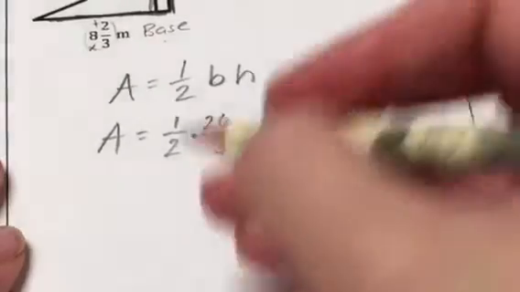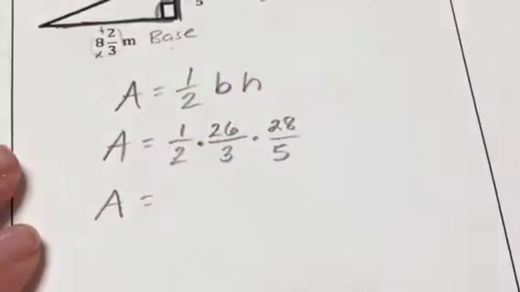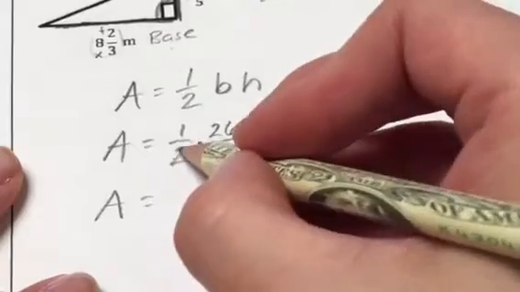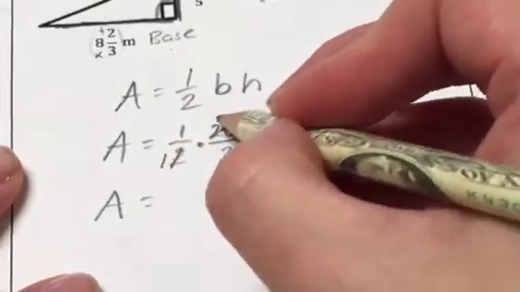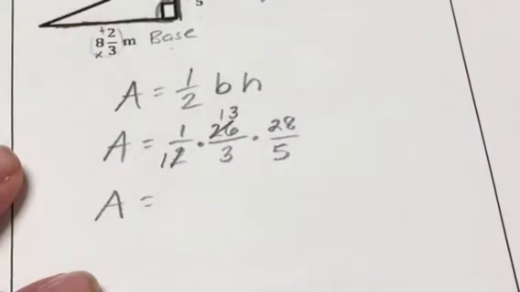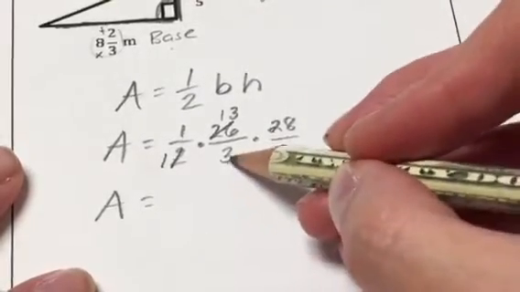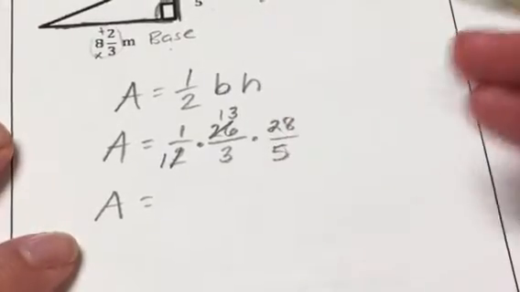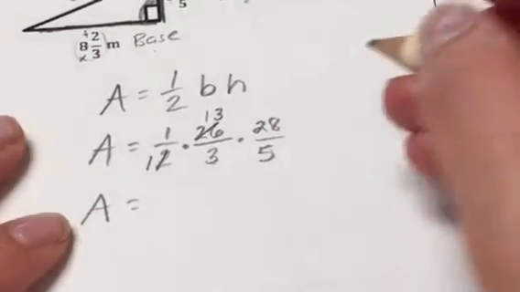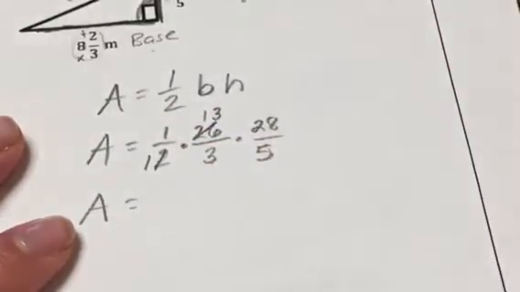Then I'm going to look and say, well, is there anything I can reduce? So 2 and 26 are both even numbers, so I'm going to reduce by 2. 2 goes into 2 once, and 2 goes into 26 13 times. All right, so now I'm going to see if there's anything else I can reduce. Well, 3, no, that's not going to go into 28. 5's not going to go into 13, so there's nothing else I can do, so I'm going to multiply across the top. So 1 times 13 times 28.